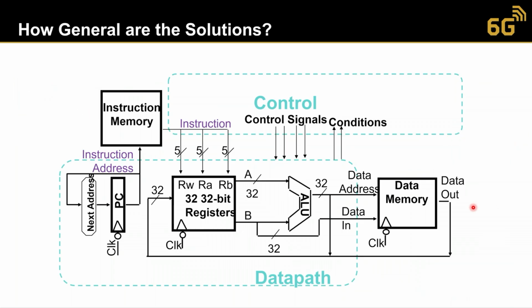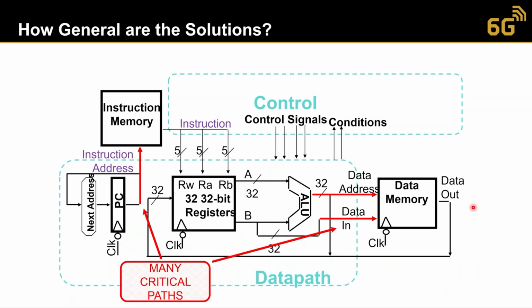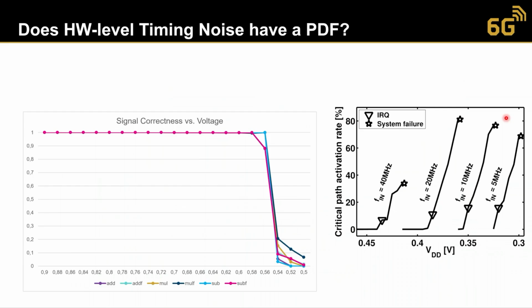So how general are these solutions? One problem is that you have many critical paths into the memory. As we saw previously, the memory is somewhat slower and also usually works at a higher voltage. That means that you will have a number of critical paths into the memory. And that is not a good result, and you need to really think about how you can handle that in the memory. So can we even think about a PDF for the timing noise?